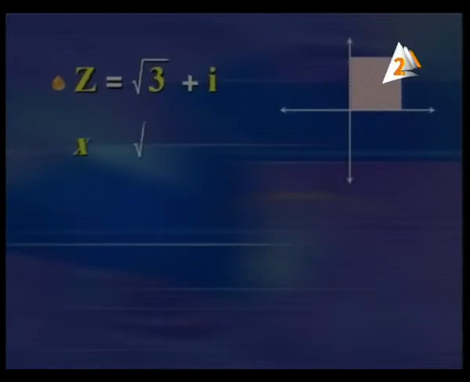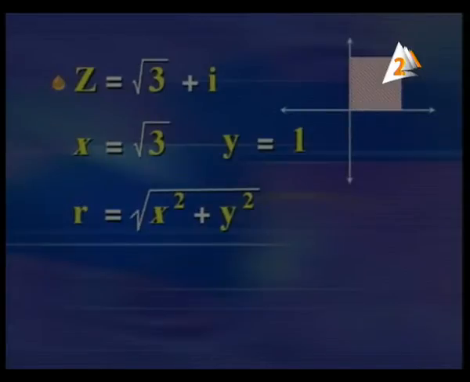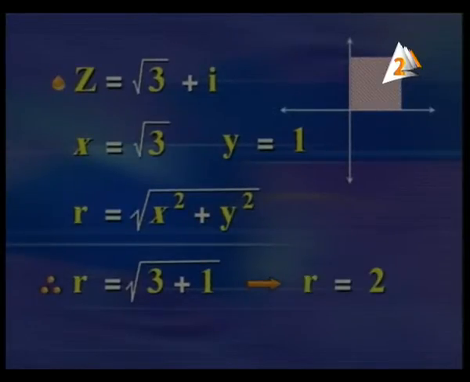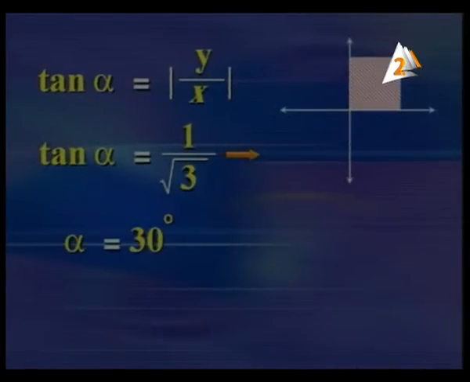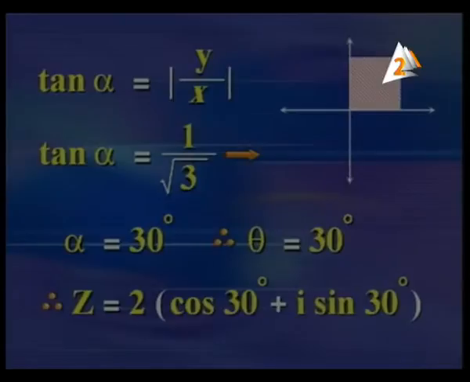Look at the solution. Remember, dear student, z equals root 3 plus i: x equals root 3, y equals 1. What do you mean by y? Y is the coefficient of the imaginary number. Therefore, r equals the square root of x power 2 plus y power 2. Therefore, r equals the square root of 3 plus 1, equals root 4, equals 2. Then tan alpha equals y over x, 1 over root 3. If tan alpha equals 1 over root 3, we find alpha by shift tan of 1 over root 3, which equals 30 degrees. Then theta equals 30. Therefore, z equals 2 cosine 30 plus i sine 30.